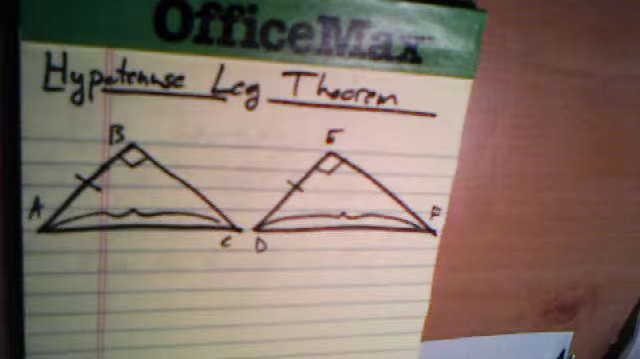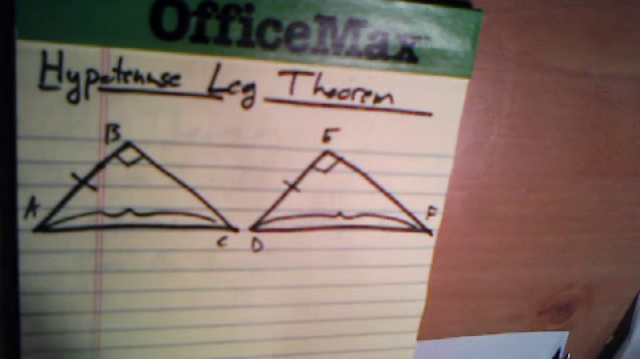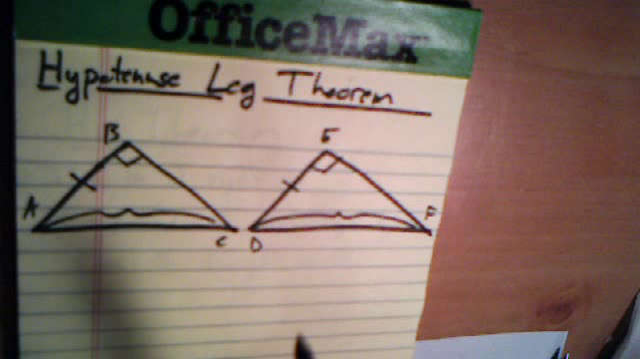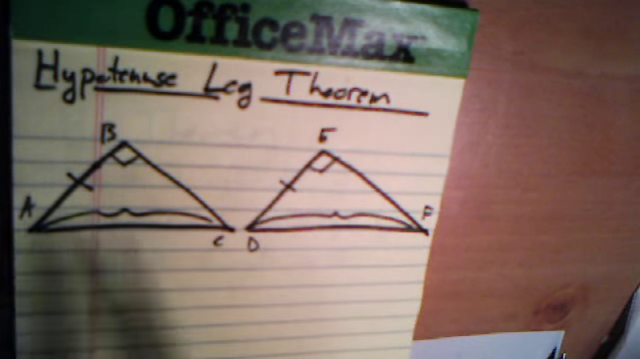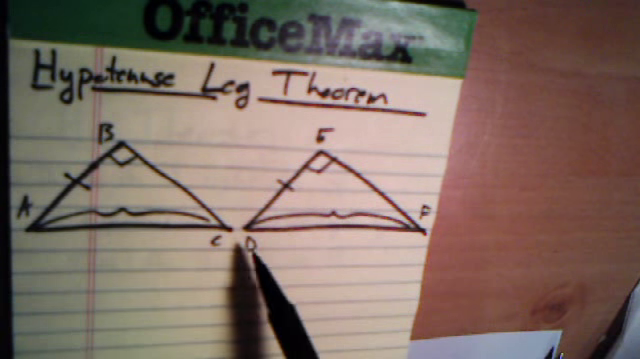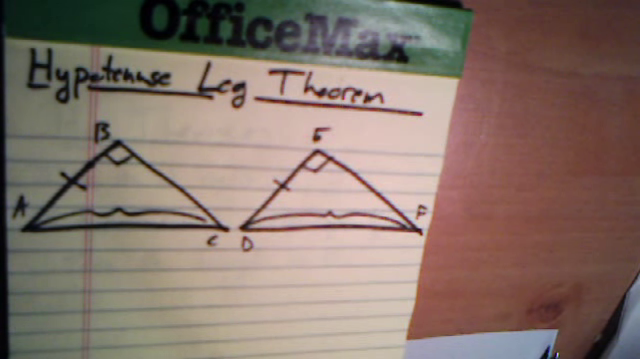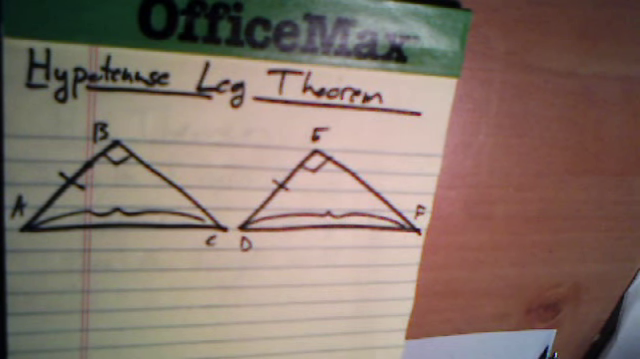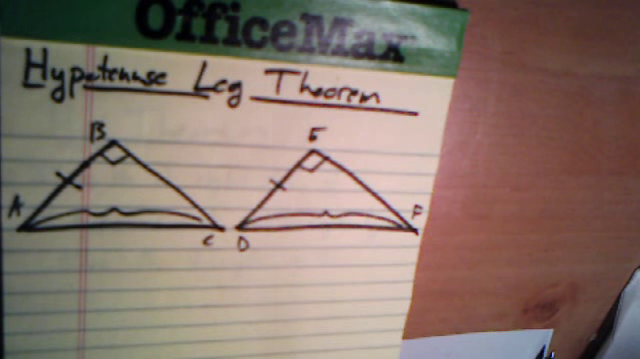Alright, today we're going to look at the hypotenuse leg theorem, the proof of the hypotenuse leg theorem. So we can see that we've got two right triangles, which means we've got hypotenuses here, AC and DF, and these legs AB and DE. So we want to prove that given two right triangles with congruent hypotenuses and a corresponding congruent leg, the triangles will be congruent.